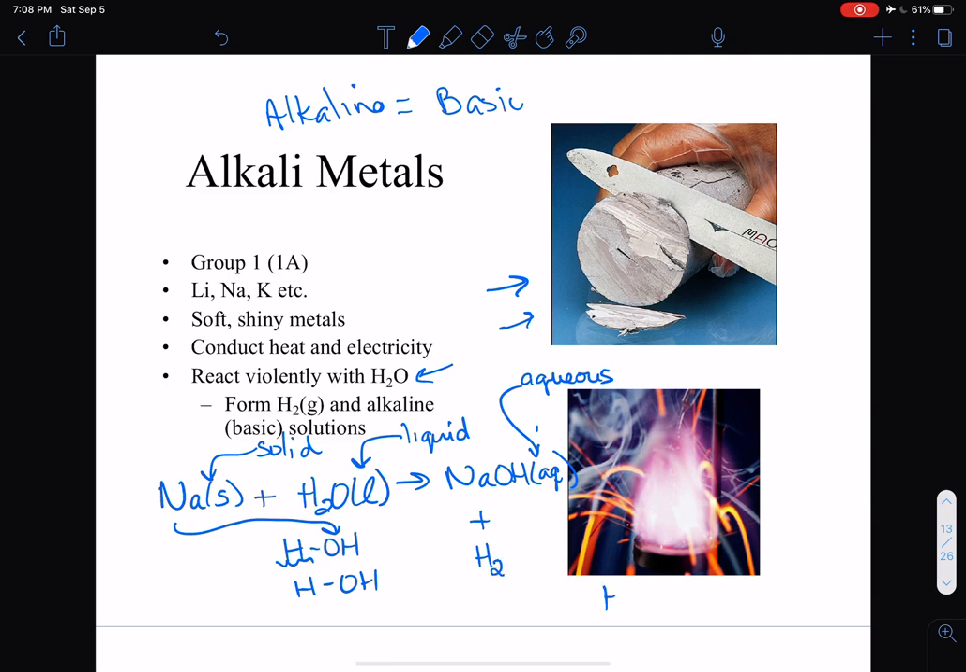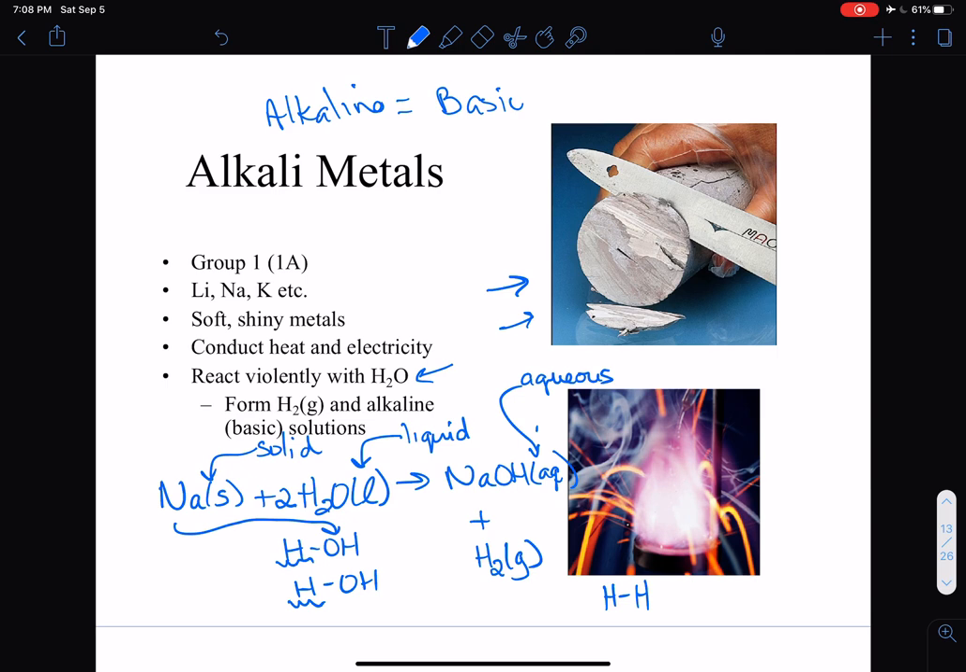Now, H2 is just two hydrogens that are bonded by a single bond. But again, hydrogens don't like to be on their own. They like to be in that little molecule right there. And that is a gas. So that's why I drew two waters over there. So that means that I need to put a 2 here because I need 2 of those.